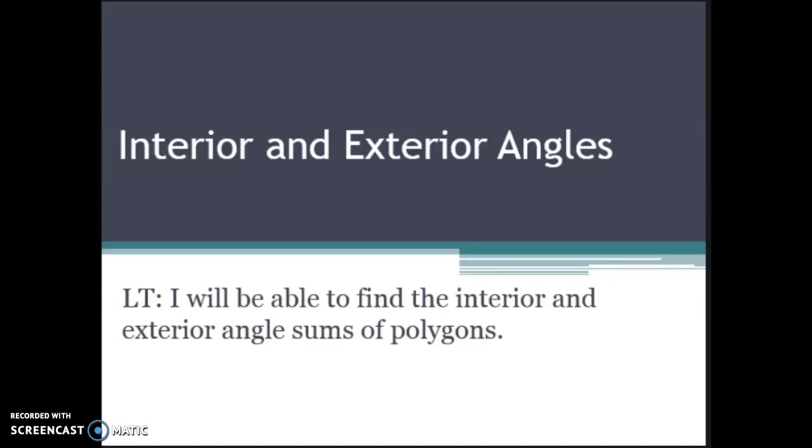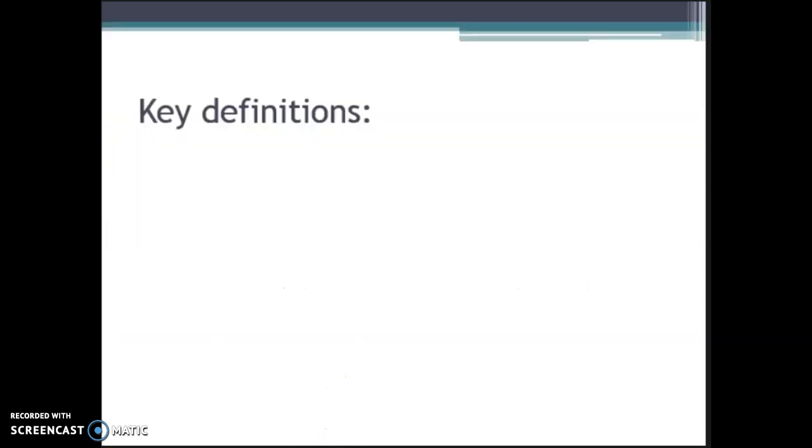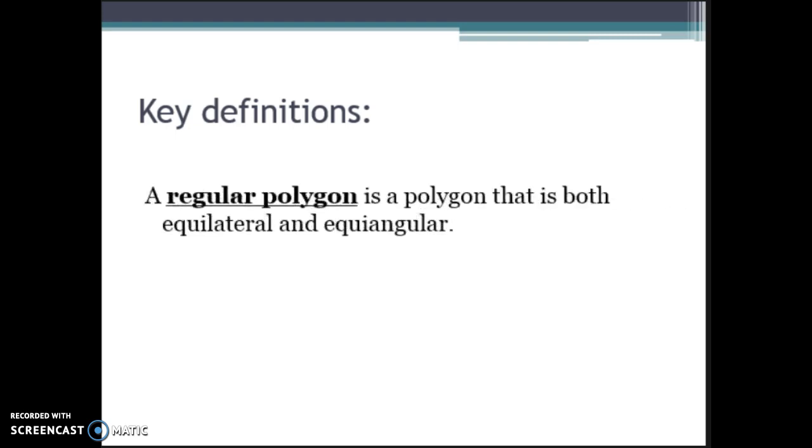Okay, we're going to talk about interior and exterior angles of polygons. So one definition you need to know before we get started is that a regular polygon is a polygon that is both equilateral and equiangular. So all the sides will be the same and all the angles. Here's one example of that.